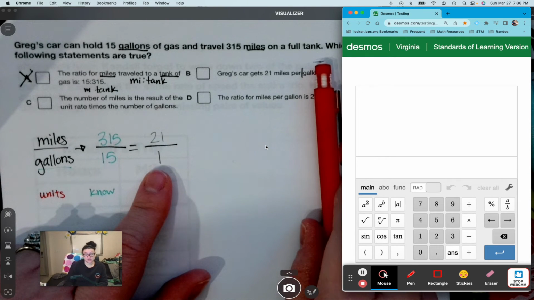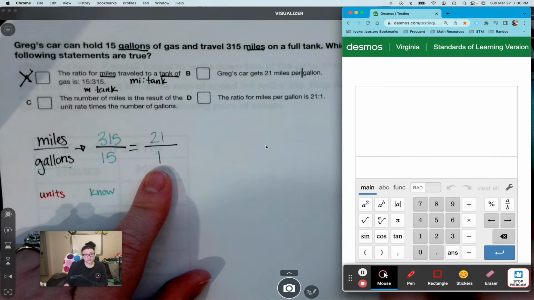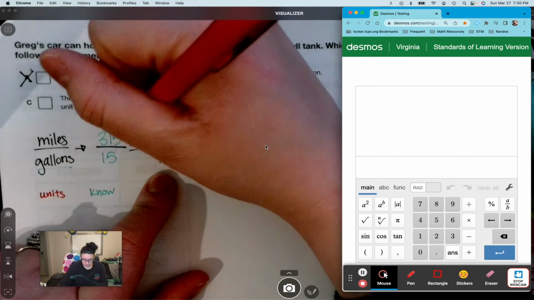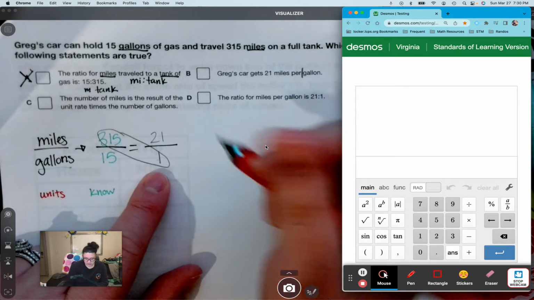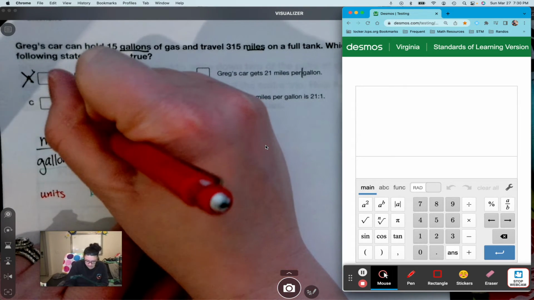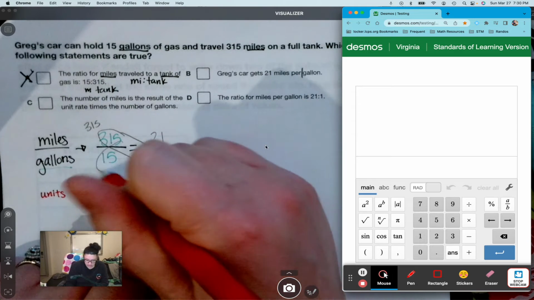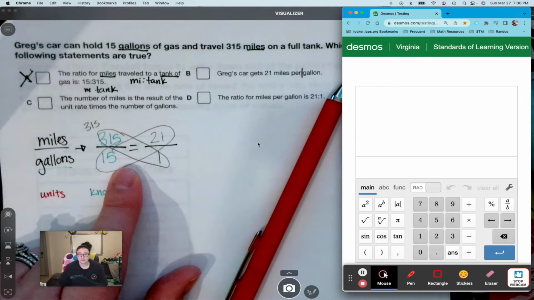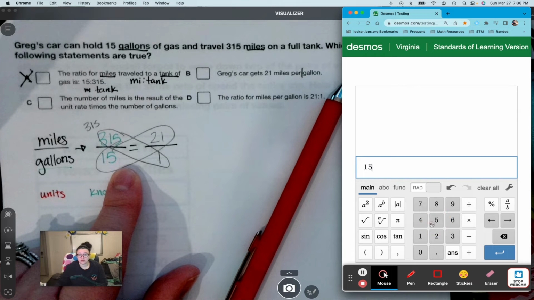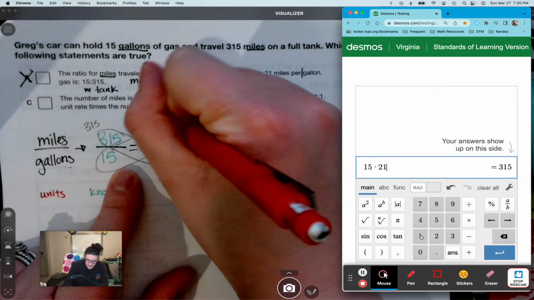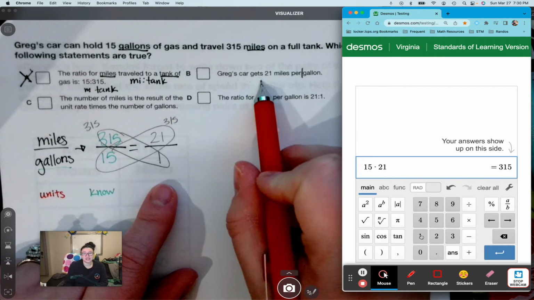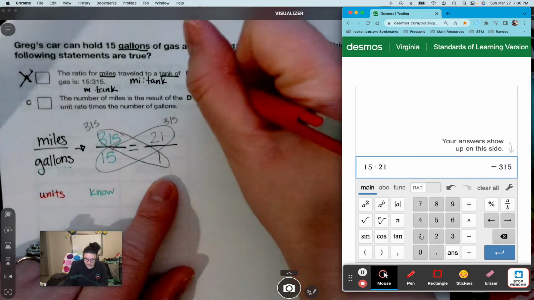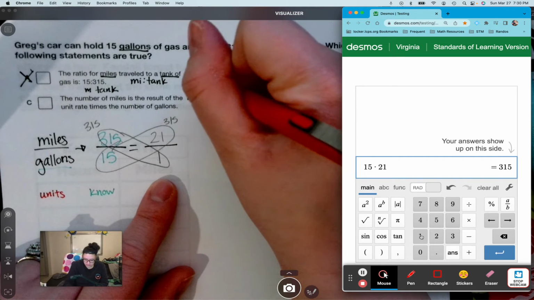And how can I check to see if this is correct? I do my cross multiplication, my butterfly multiply. 315 times 1 is 315. And then my other direction, 15 times 21. I still get 315. So that is correct. Greg's car gets 21 miles per gallon. That is correct.